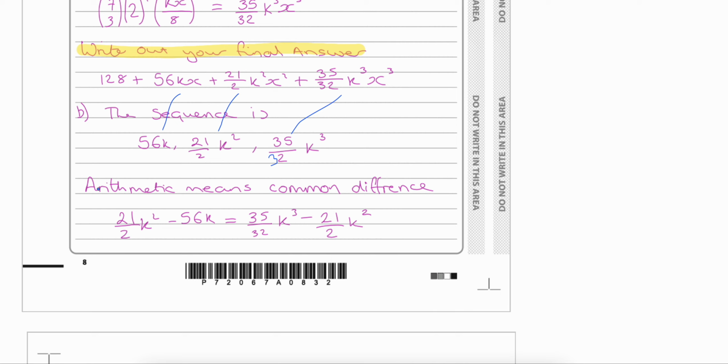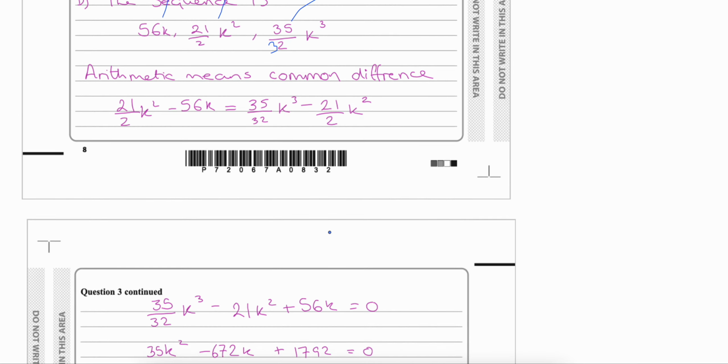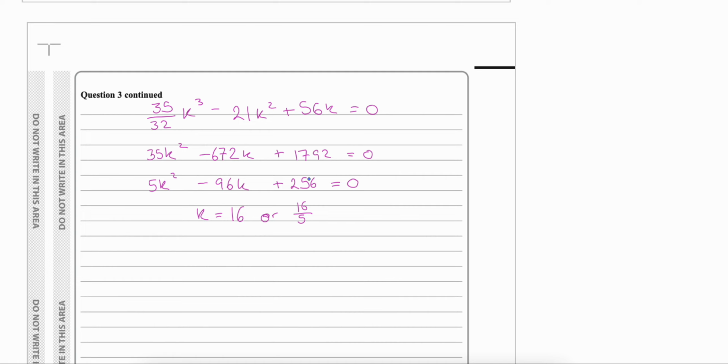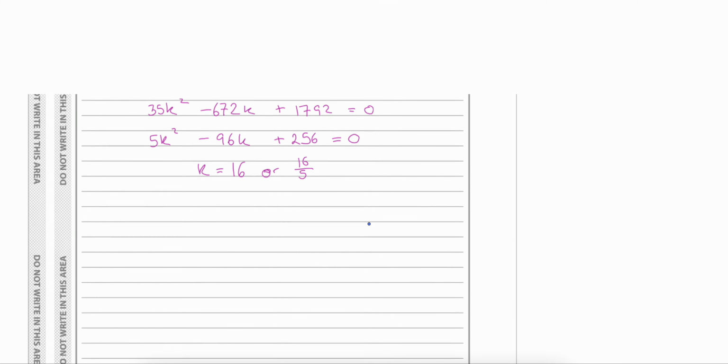Okay, so we set it up. We put everything on the same side, multiply everything by 32 if you want, and that will get rid of our fraction. Simplify it, you get a quadratic, and then you solve the quadratic. It does factorize, but you can use your calculators to solve it either. It doesn't really matter, both will get the mark. So we've got two values of k, 16 or 16 over 5.